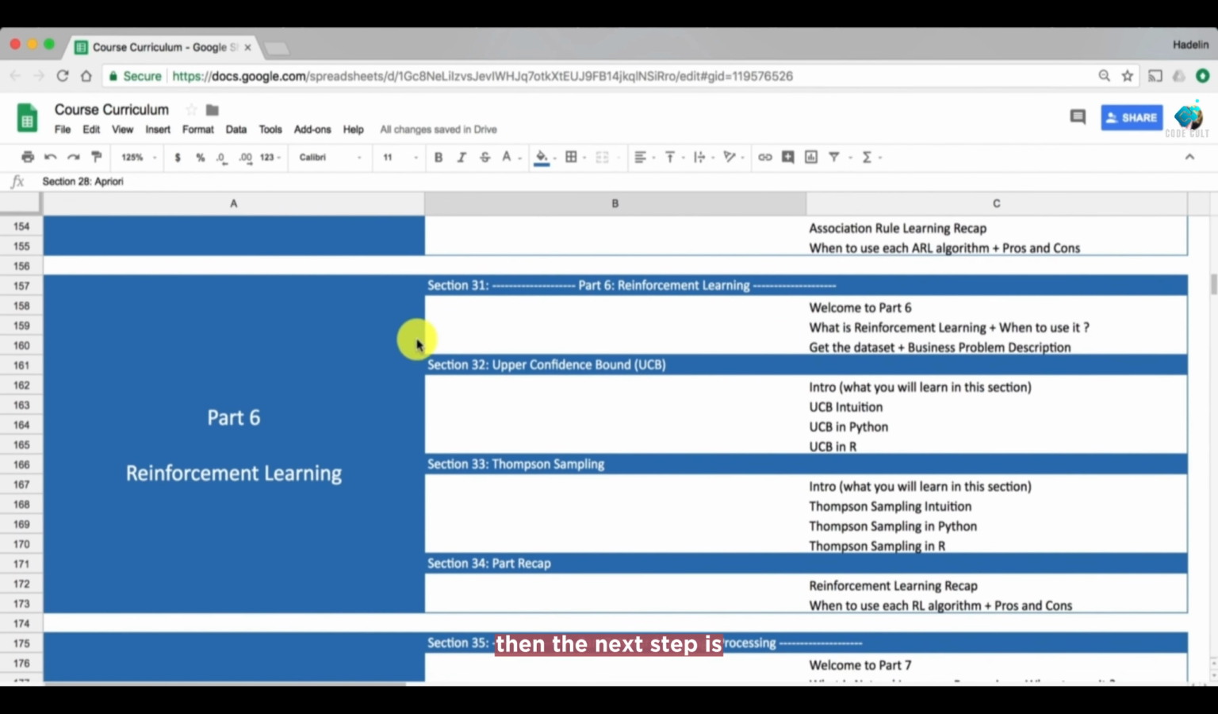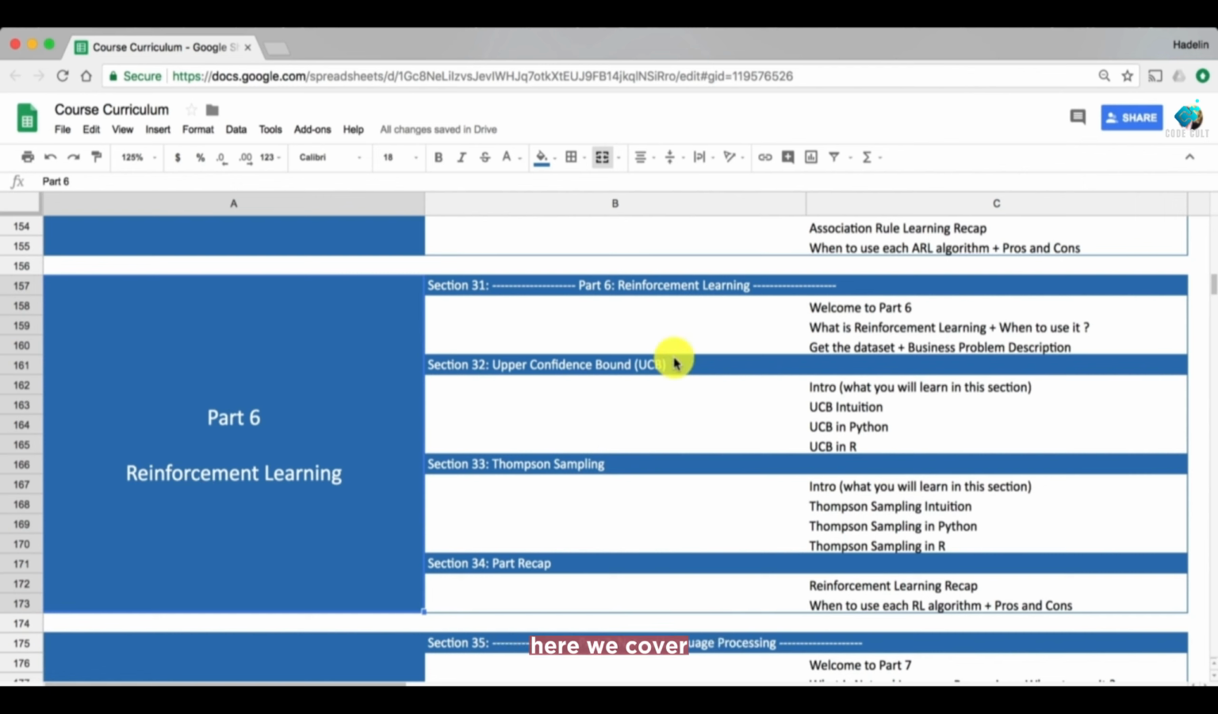Then the next step is reinforcement learning. So here, you notice we are starting the specialized branches of machine learning, and that includes even association rule learning. But here, reinforcement learning is even more specialized. And for those of you who aren't intimidated by artificial intelligence and want to get into it, well, you must start with reinforcement learning. I will highlight this in 2 or 3 tutorials when I introduce you to artificial intelligence. But reinforcement learning is the foundation of artificial intelligence.